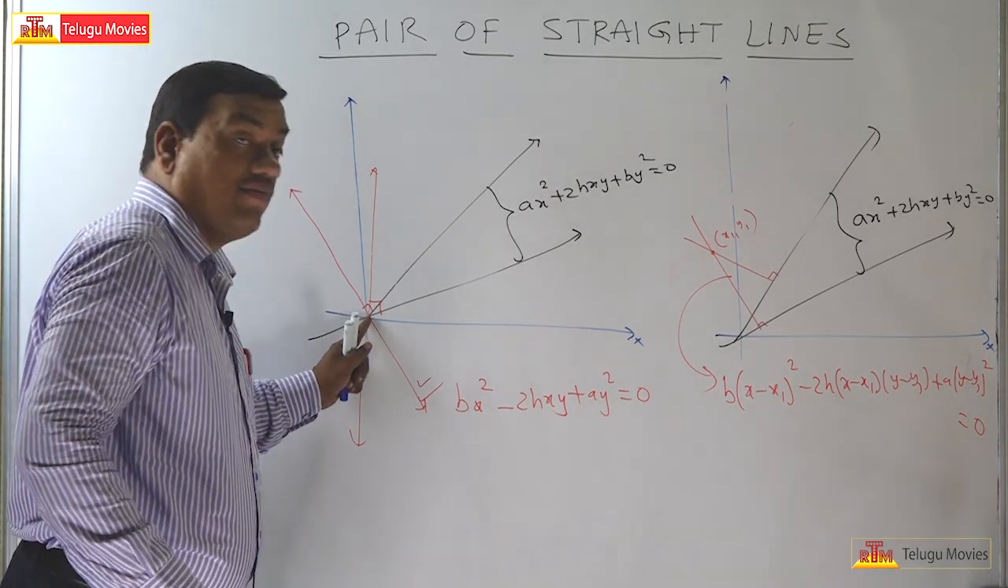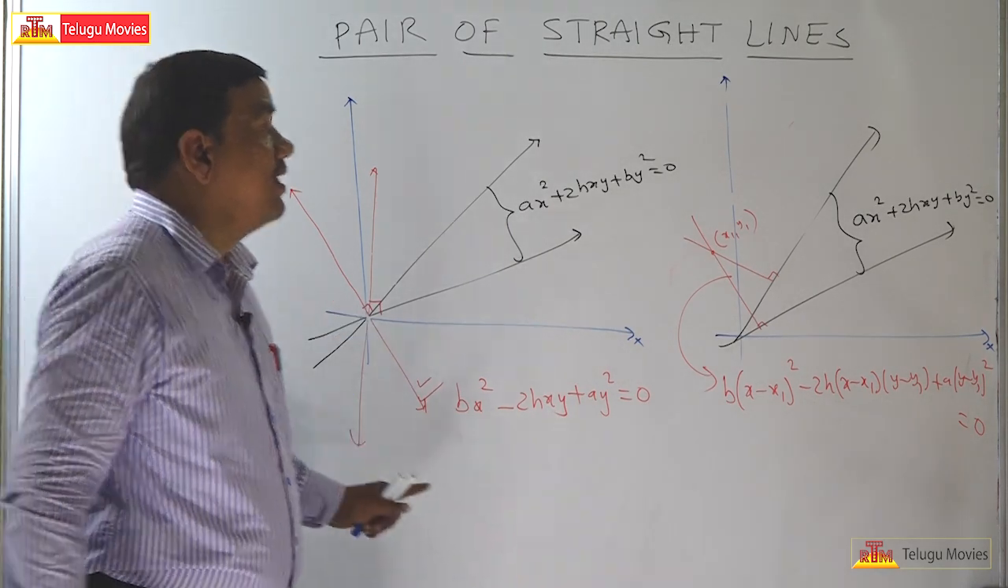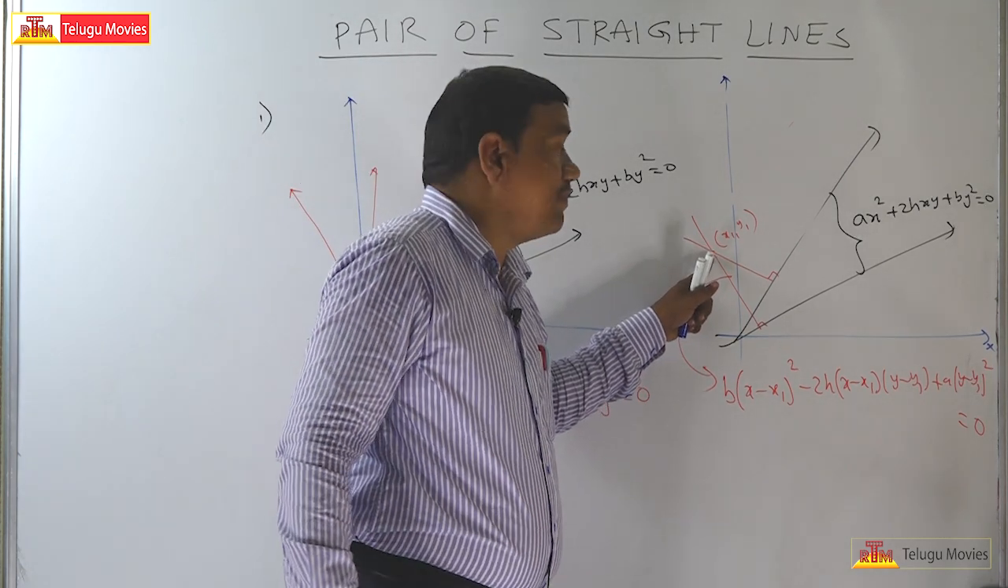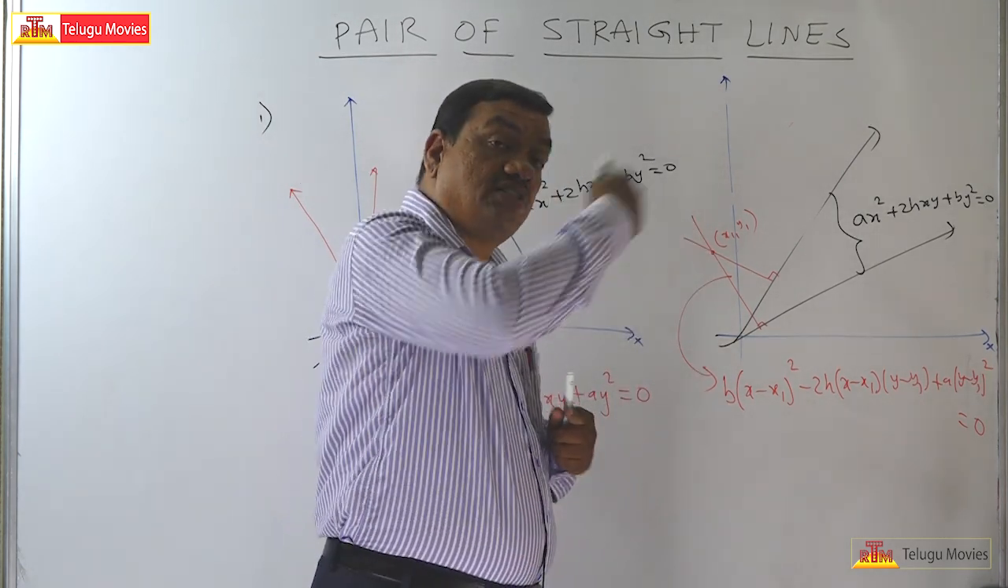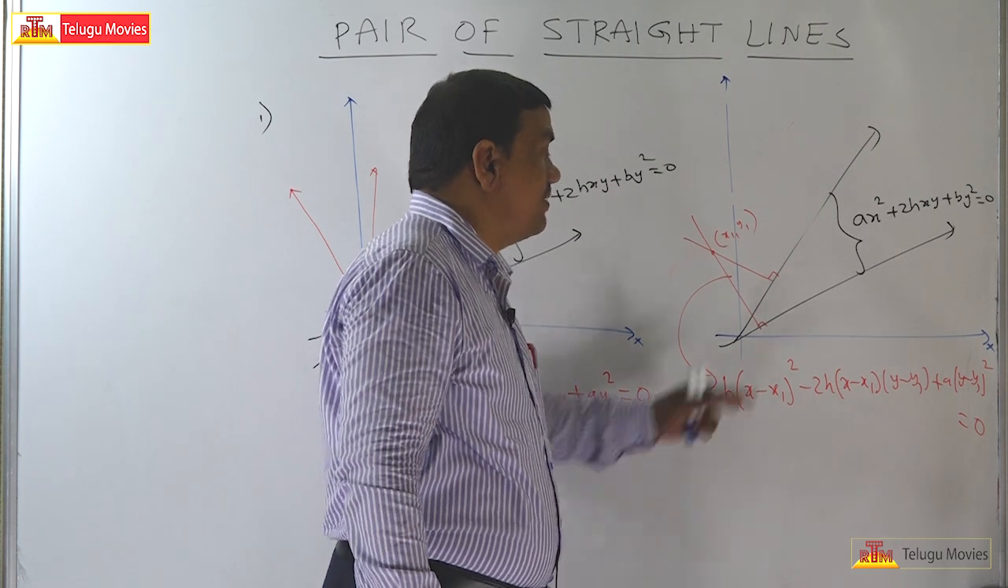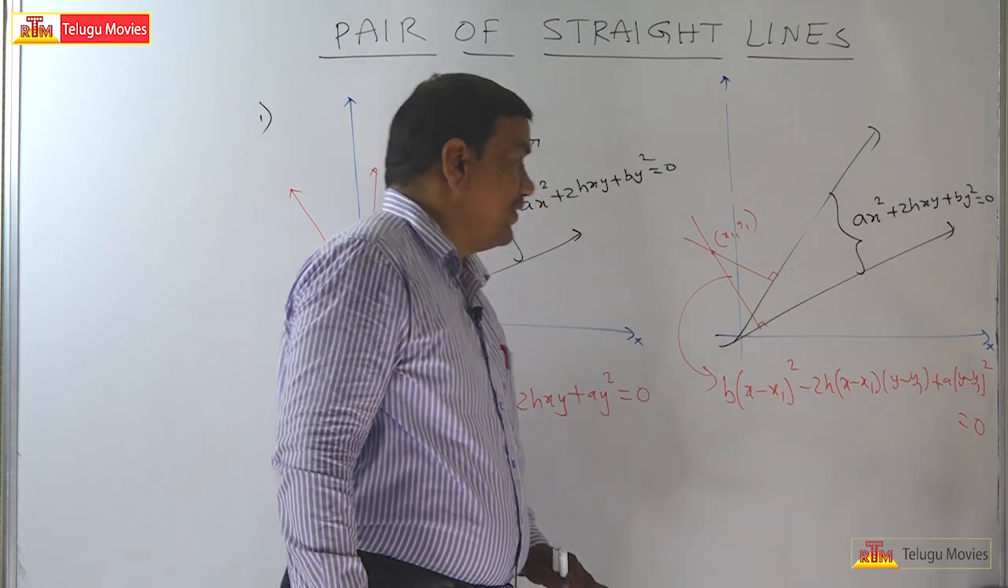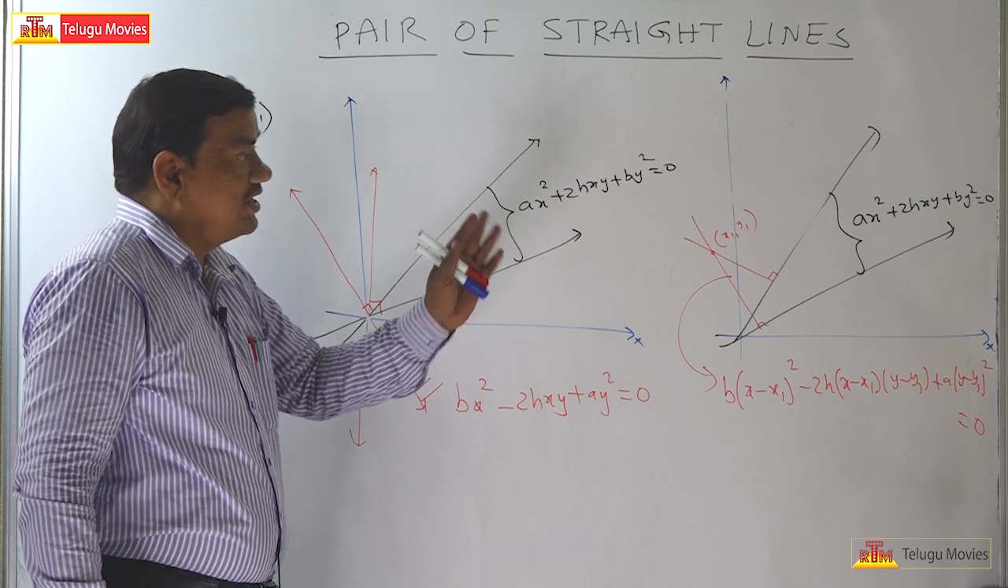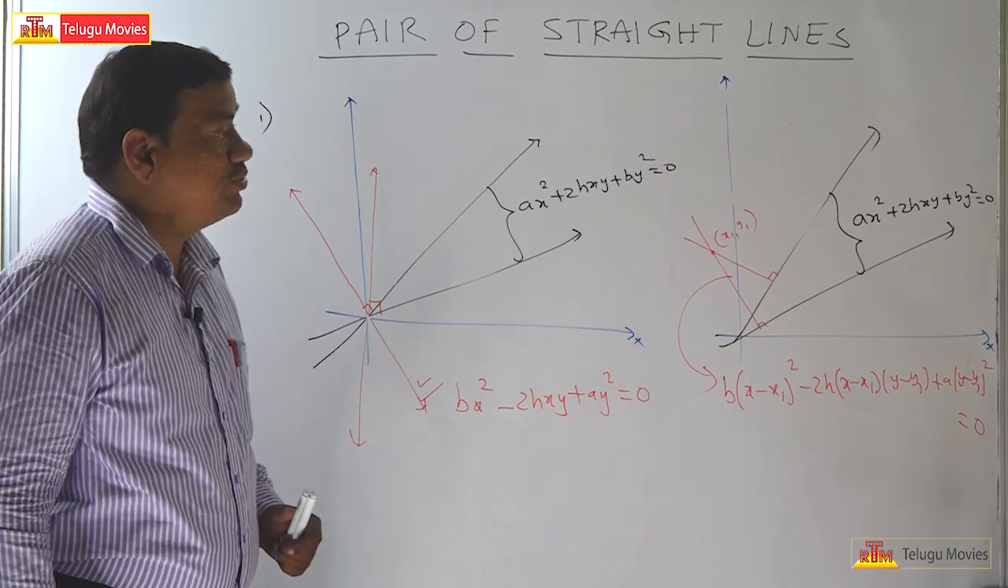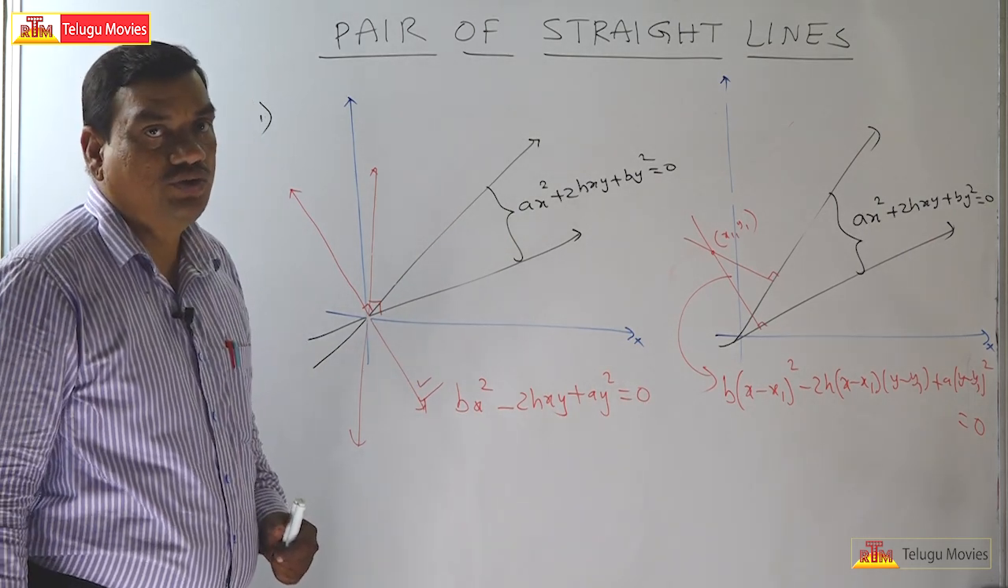But in the first case the pair of lines passes through the origin. But here the pair of lines are not passing through the origin. They are intersecting somewhere at x1 comma y1. But these two lines are perpendicular to the given lines, that is ax square plus 2hxy plus by square is equal to 0. Okay now.